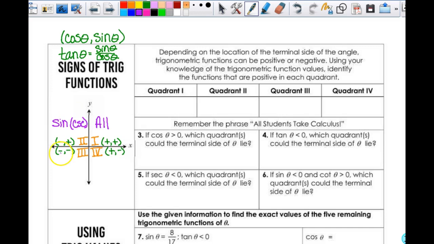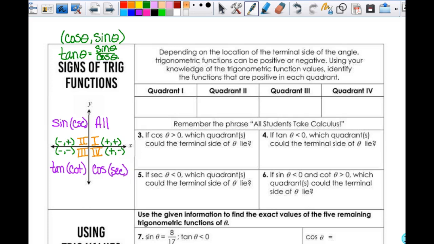Quadrant 3, cosine is negative, sine is negative. Then when I put sine over cosine, I get tangent. Negative over negative is positive. So tangent is positive in quadrant 3, which means cotangent is also positive. Quadrant 4, so my cosine is positive in quadrant 4, which means that the secant is positive as well.